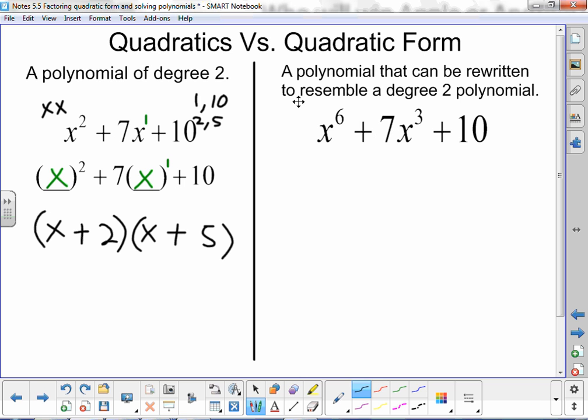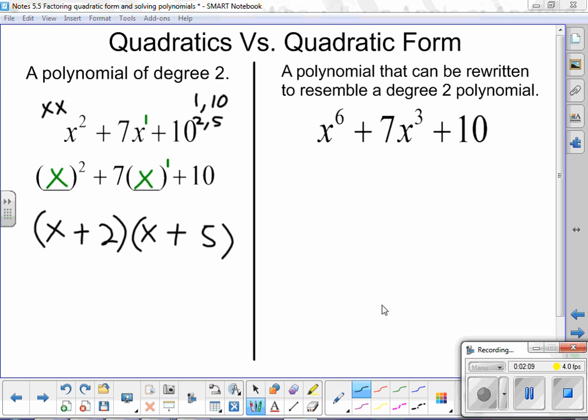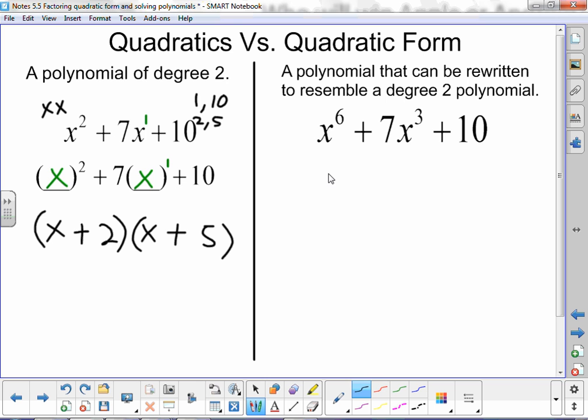Now, as you can see, this expression right here is not a quadratic. It's quadratic form, though. It can be quadratic form because we can rewrite it to resemble a degree 2 polynomial. In order to do that, first, I'm going to take this little model and put it underneath here, because I picked the numbers exactly the same as here. The only things that are different are the 6 and the 3. To make it in quadratic form, we need a squared part, and you don't necessarily need a linear part, but you need a squared part at least.